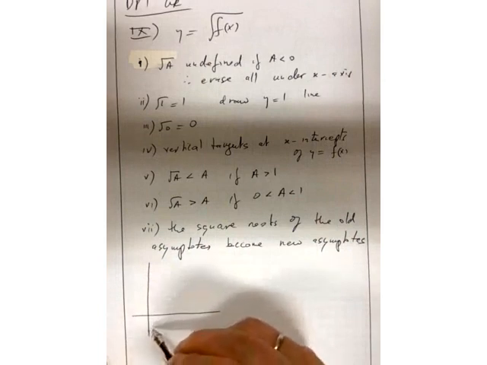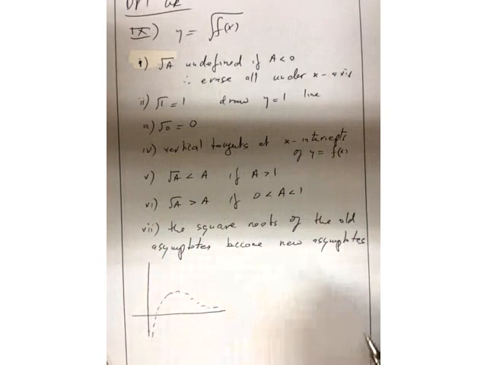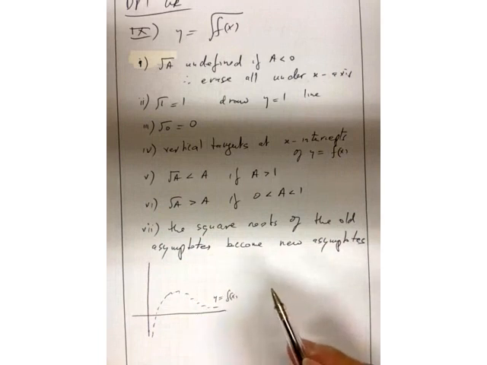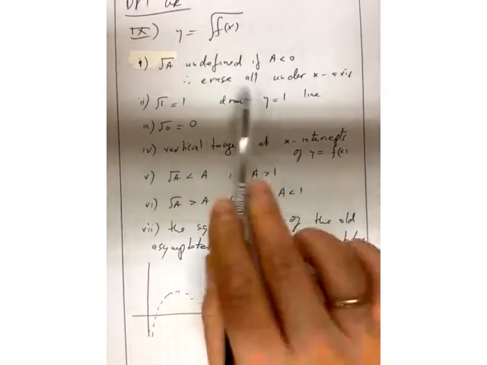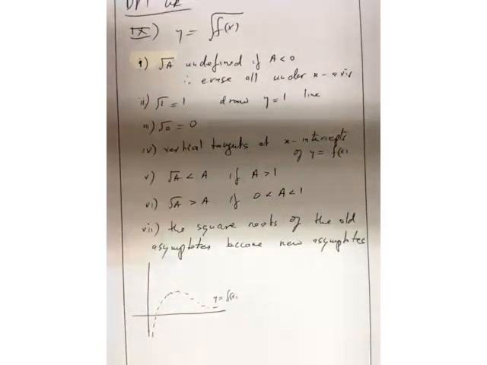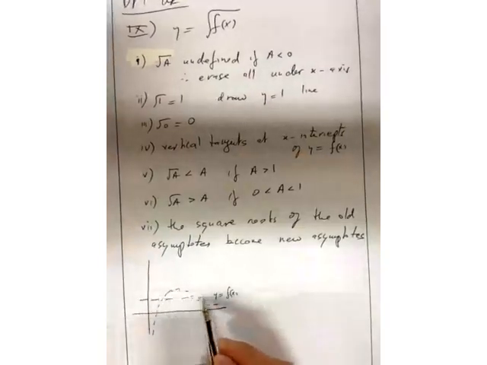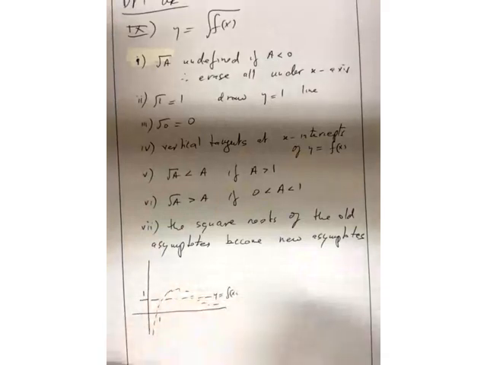Again, the same one, right? Same graph. So this is y equals f of x. So I'm going to do that in dotted. Then everything underneath the x-axis, I erase. They don't exist. That means you draw the line y equals 1 as the next step. So that's y equals 1 over here. That's 1, by the way, original one.